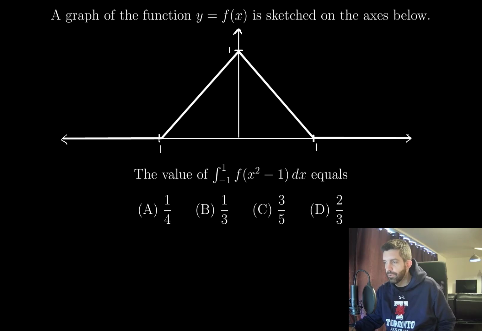So f of x is, of course, piecewise linear everywhere. So there are simple expressions for what it's going to be equal to. And then, given an expression for f of x, it'll be easy to write what f of x squared minus 1 is. That should be pretty simple. I'm going to do it that way, but maybe some kind of geometric argument might have been more straightforward.